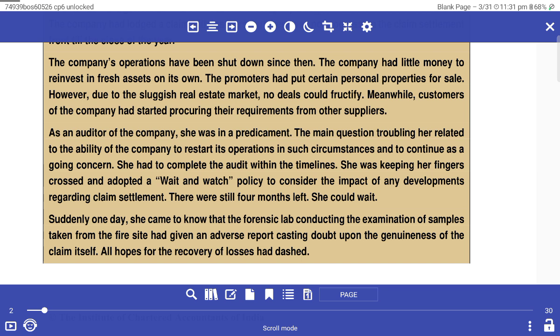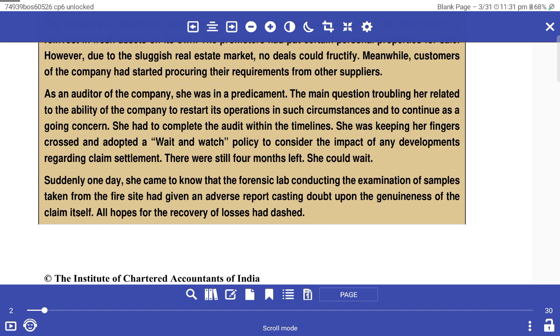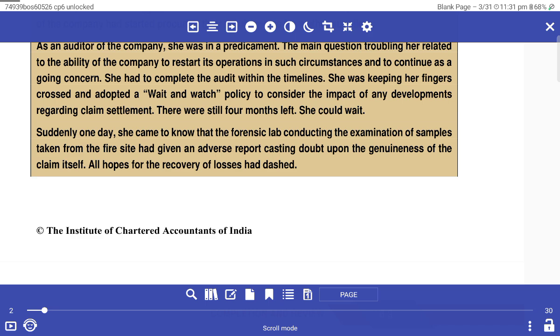As auditor of the company, she is in a predecessor's position. The main question troubling her is the ability of the company to restart its operations or continue as a going concern. She had completed the audit within the timelines. She keeps her fingers crossed and adopts a wait and watch policy, considering the impact of developments regarding the insurance claim settlement. There are still 4 months left.